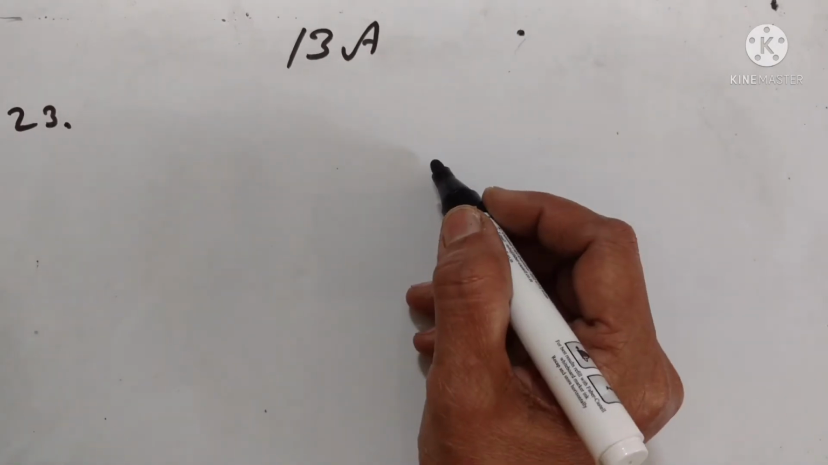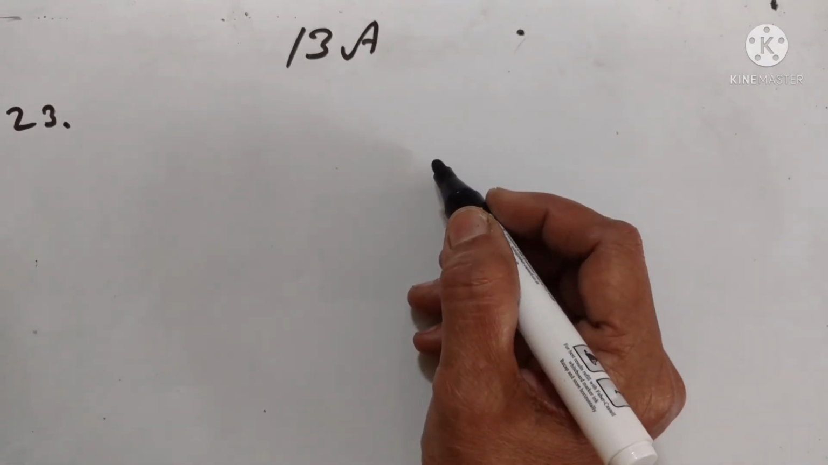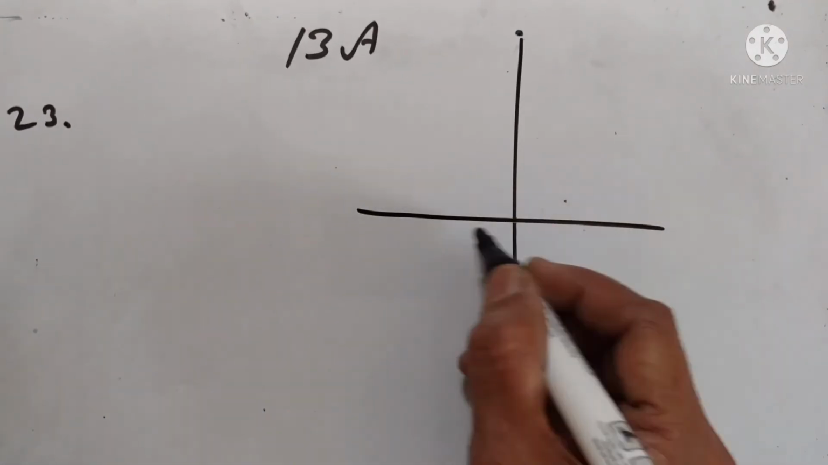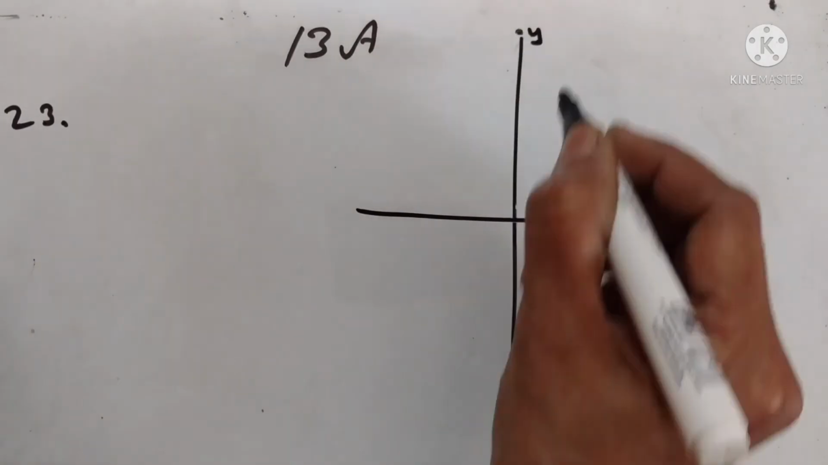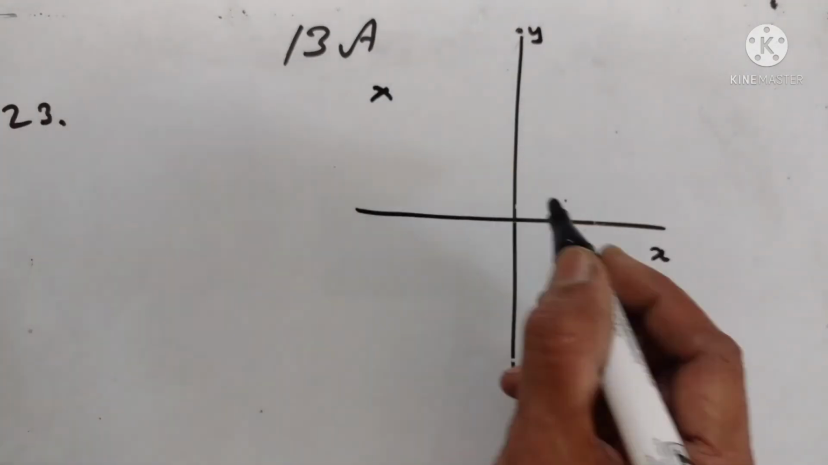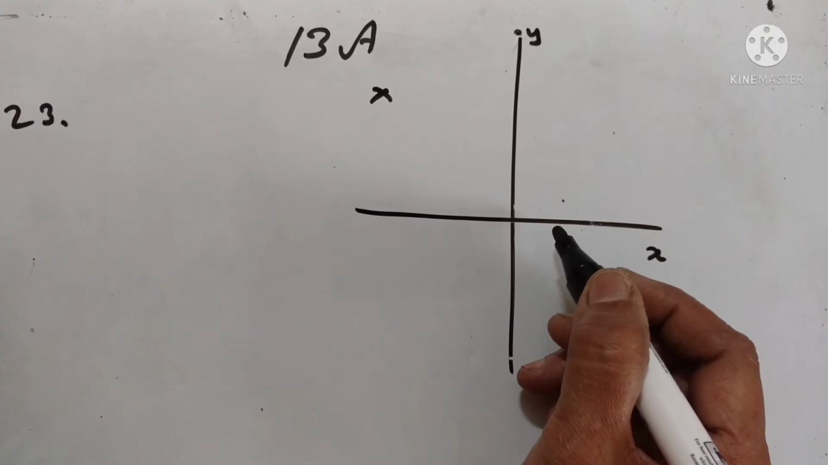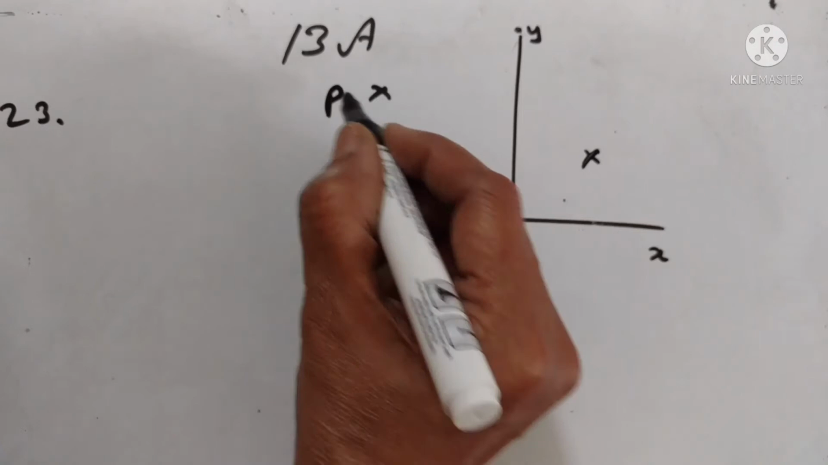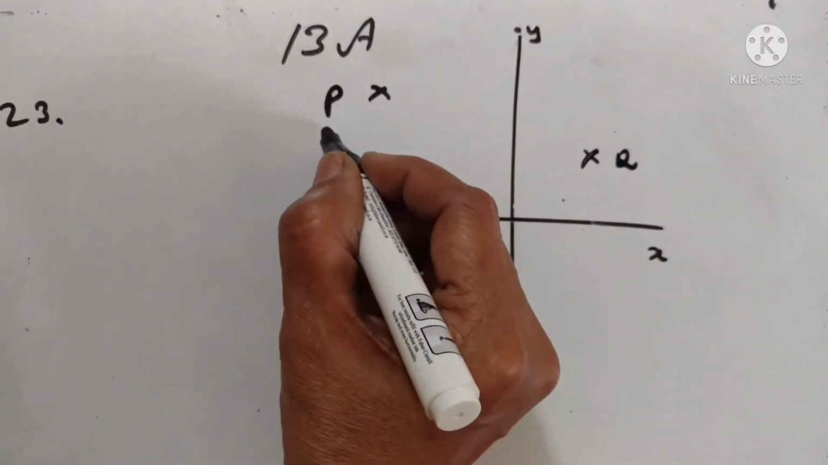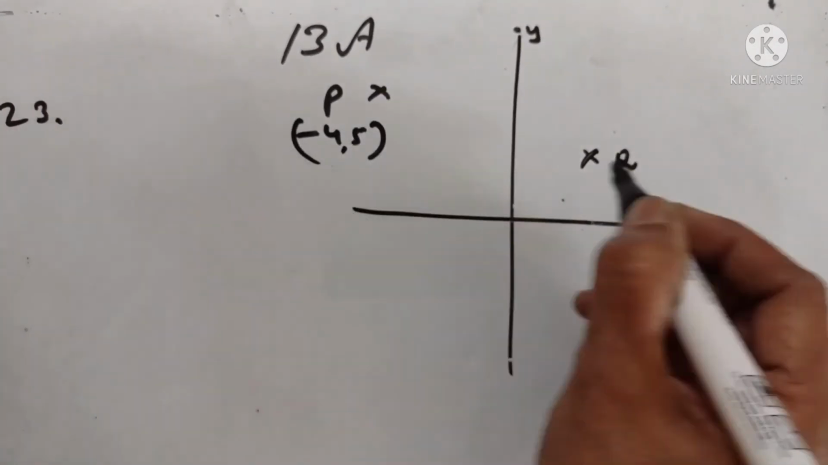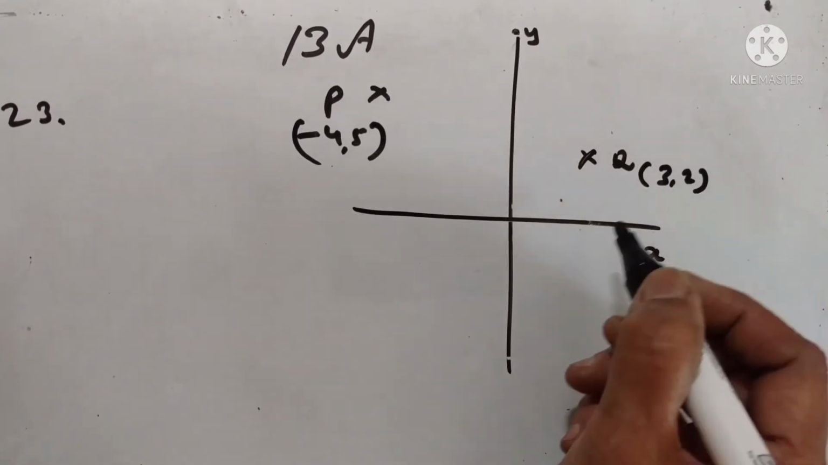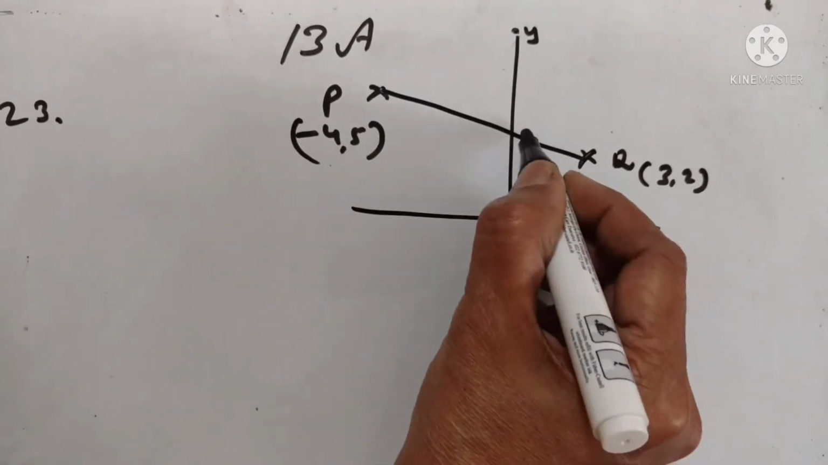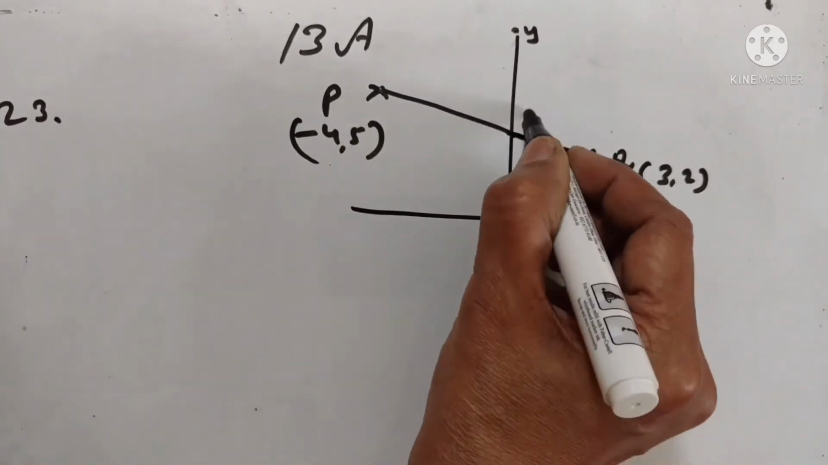Exercise 13A, 23rd problem. The line joining P (-4, 5) and Q (3, 2) intersects the y-axis at point R. Suppose this is the x-axis and this is the y-axis. This is P, (-4, 5), and this is Q, (3, 2).